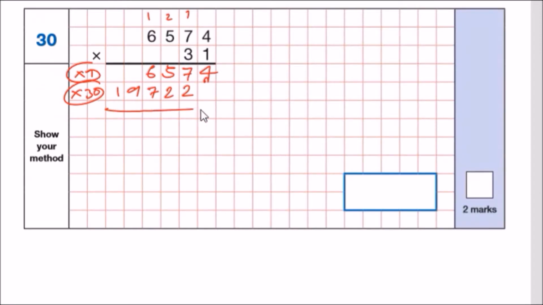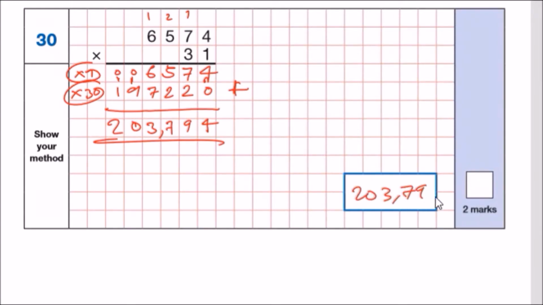Okay, so it looks okay. Now we just have to literally add all these guys up. So any blanks, you can just put zeros there if you want. So 4 add nothing is 4, 7 add 2 is 9, 5 and 2 is 7, 6 and 7 is 13, so carry the 1. So 1 and 9 is 10, carry the 1, and 1 and 1 is 2. So your final answer is 203,794.